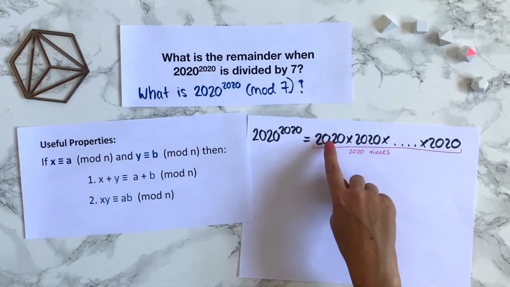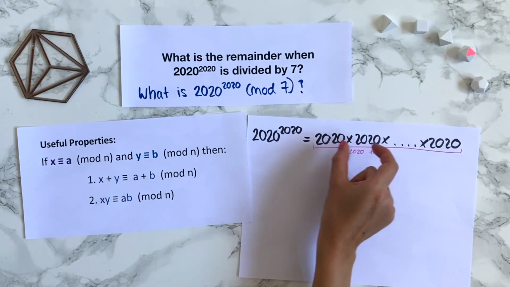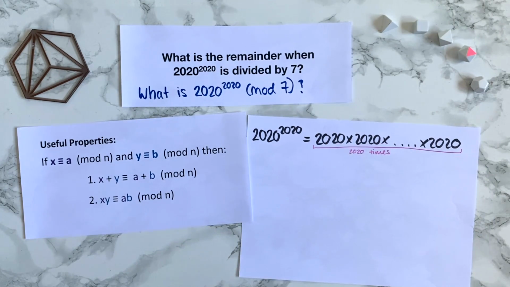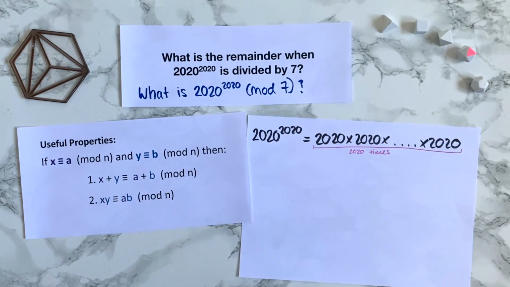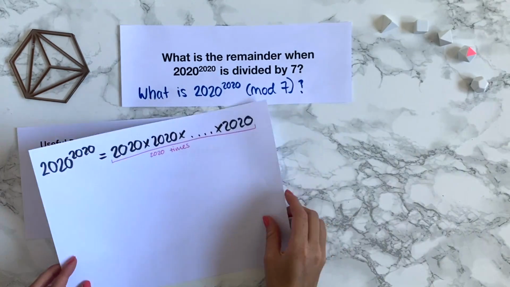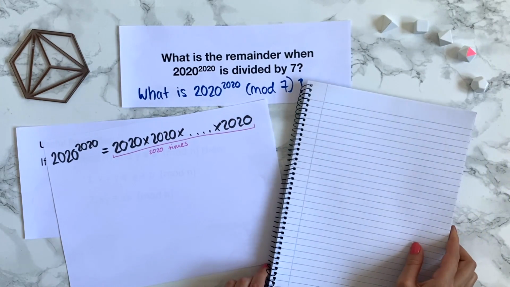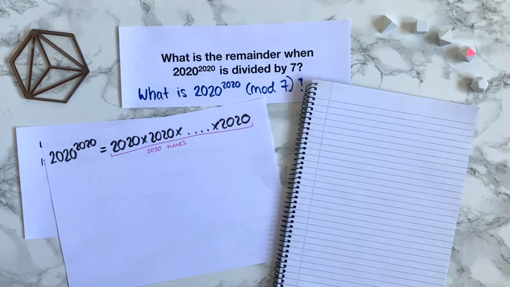So our first step here is actually to work out what each of these individual components is modulo 7. So we want to find out what 2020 is modulo 7. This is not immediately obvious to me, so I need to do some workings. I want to find out what the remainder is when I divide 2020 by 7.